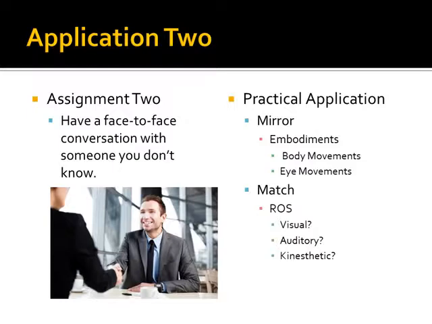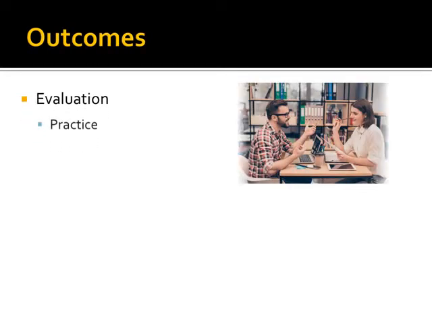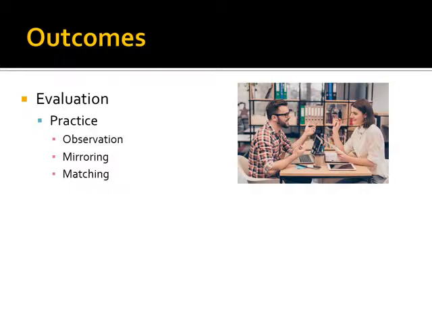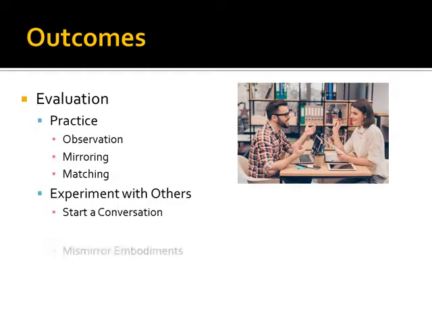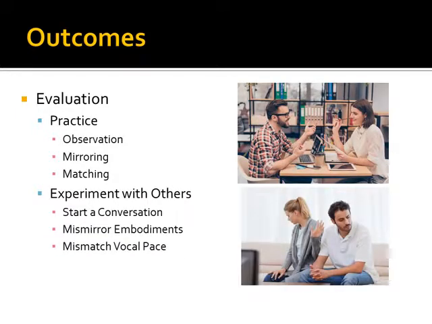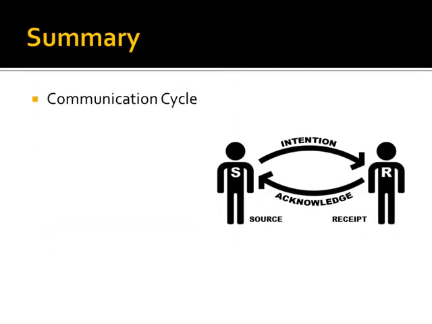Continue practicing observation, mirroring embodiments, and matching rate of speech. To understand how well these tactics work, it may be necessary to experiment a little. Have a conversation with someone you don't know and begin mismirroring embodiments and mismatching rate of speech. Take note of any difference you may have noticed. Remember the communication cycle and its components so that you have a full working definition of communication.